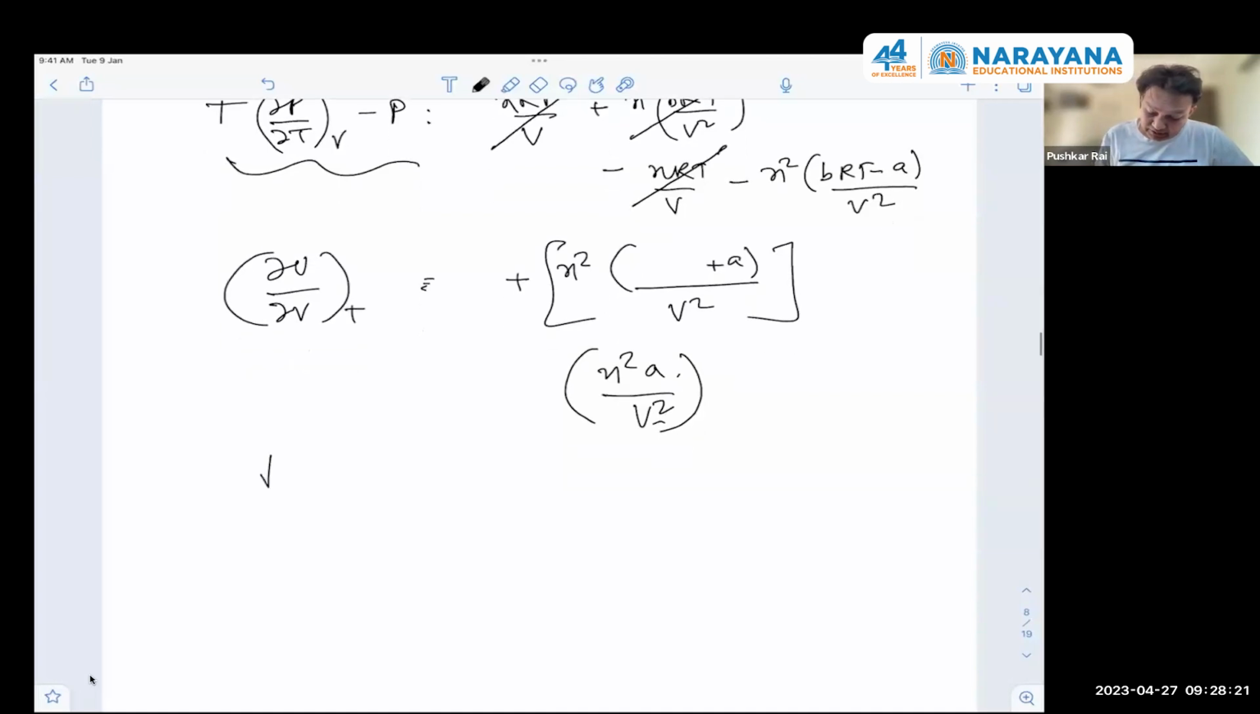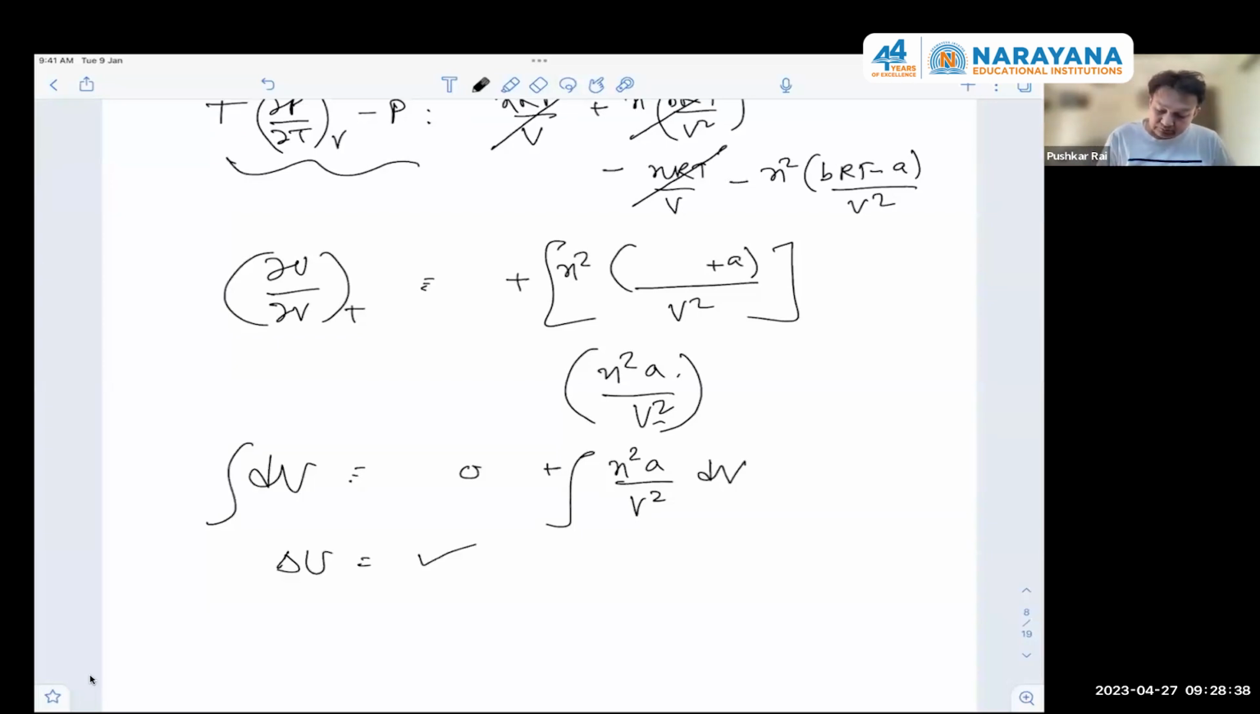So we can say that dU becomes what? First term was 0 plus n square a by V square into dV. And now you integrate it and you can get the value of delta U. So you got delta U, you got W. So what you can get? You also got what? Q. And if you get Q, W, delta U, then you will also get delta H.